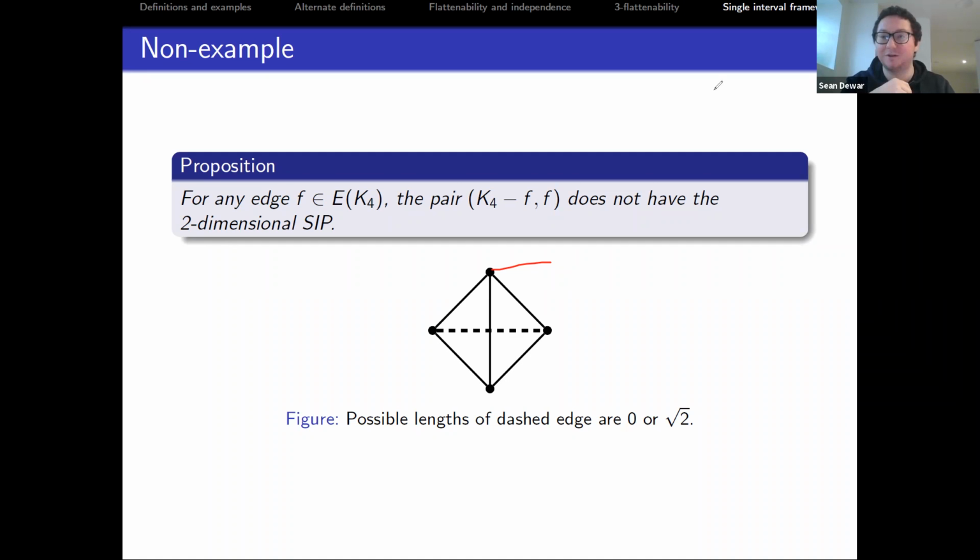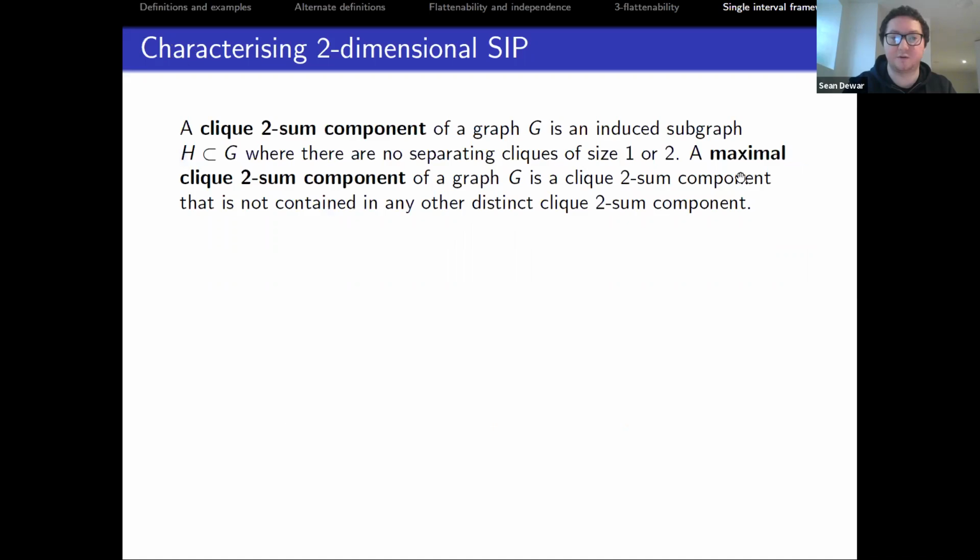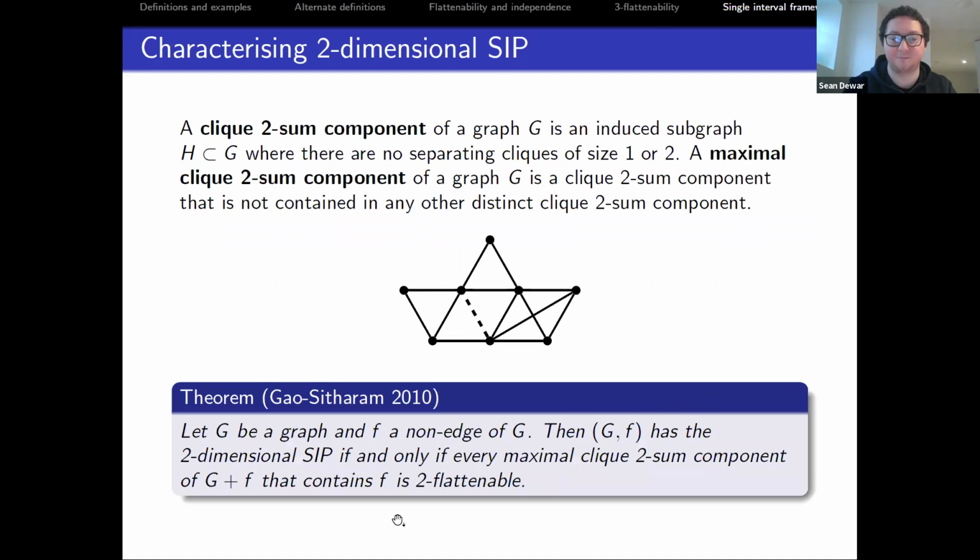The single interval property, because you can say that you're looking at every possible framework, makes things a bit more tractable in some ways. But yeah, it's a difficult question. The characterization for the 2D version is this. It basically says that a pair has the single interval property in 2D if and only if every maximal clique two-sum component of G plus F that contains F is two-flattenable.